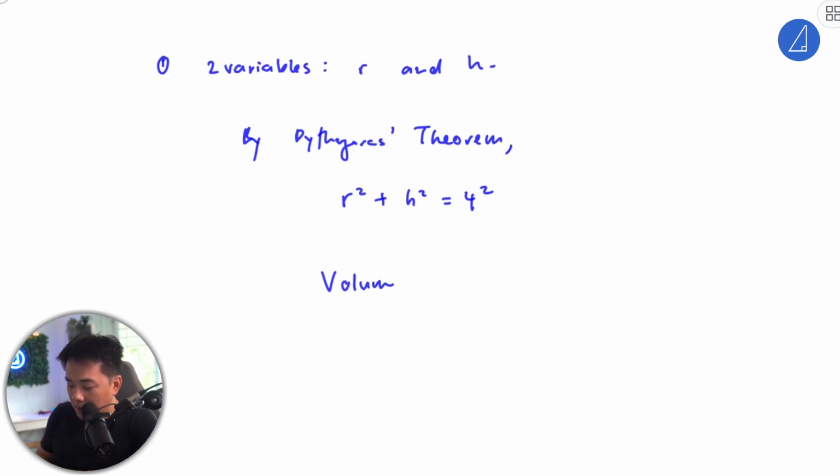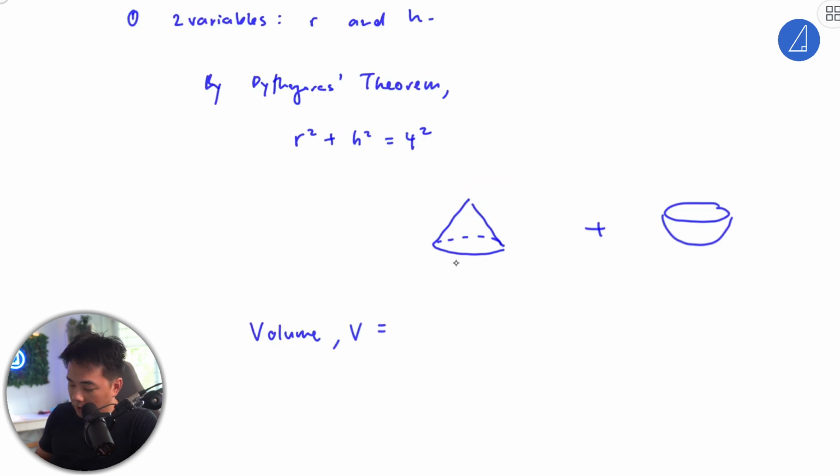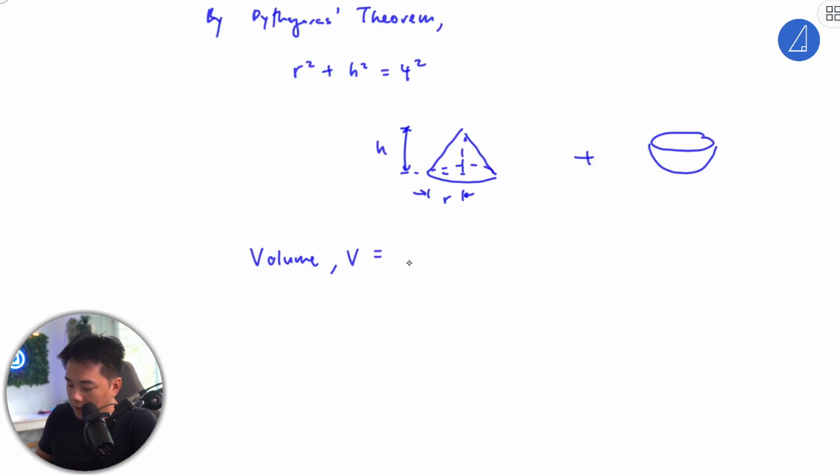So the volume is the volume of the cone added with the hemisphere below, right? The volume of the cone here, the radius will be r, the height here will be h. So it will be 1/3 pi r squared h, plus the volume of the hemisphere, which is half the volume of a sphere, 4/3 pi r cubed.